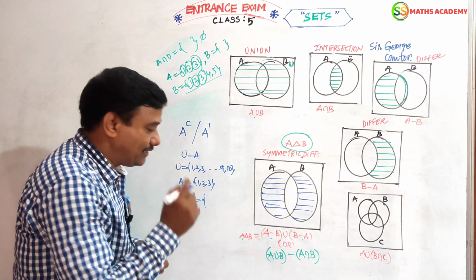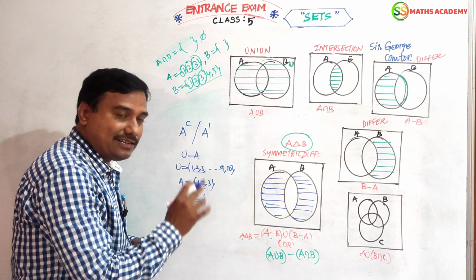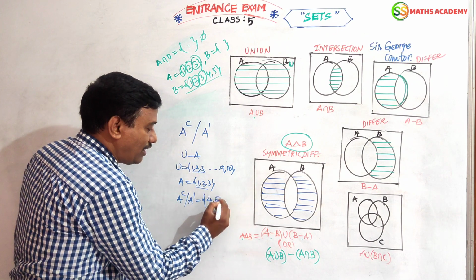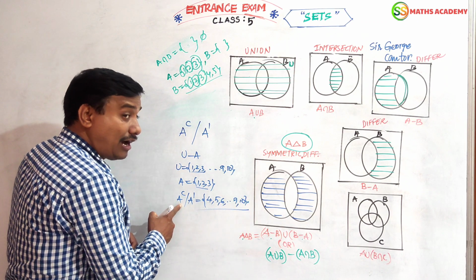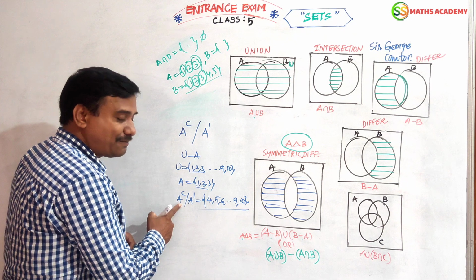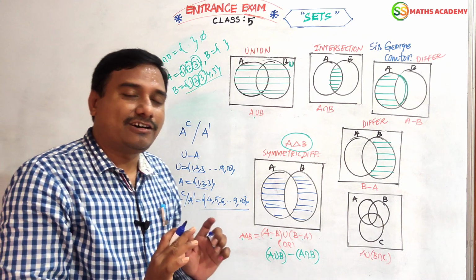When A is subtracted from the universal set, 1, 2, 3 get cancelled. What are the remaining elements? 4, 5, 6 and so on up to 9, 10. This is the answer for the complement of set A. That's it. This is called the complement of a set.